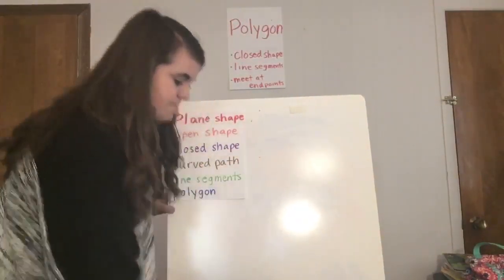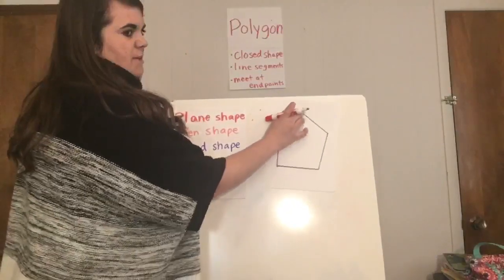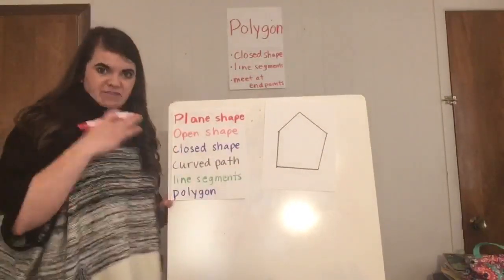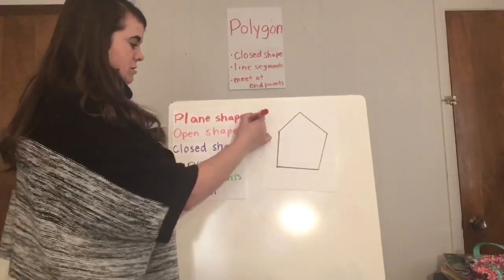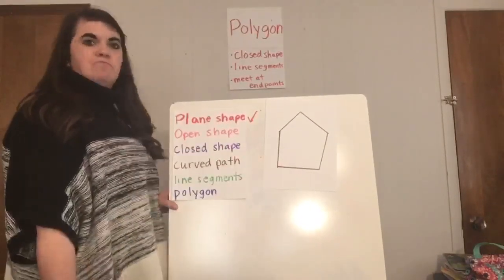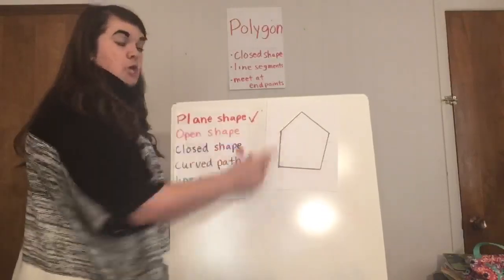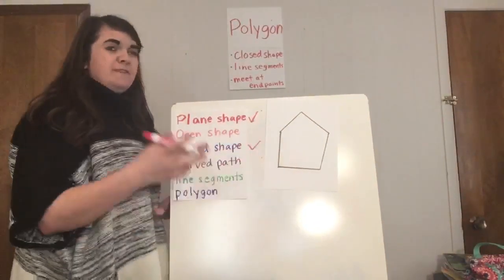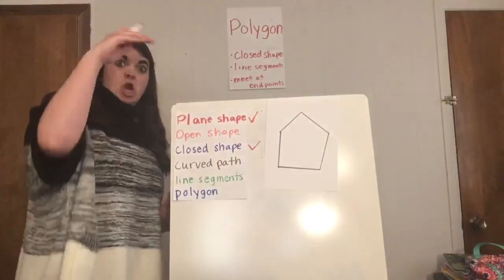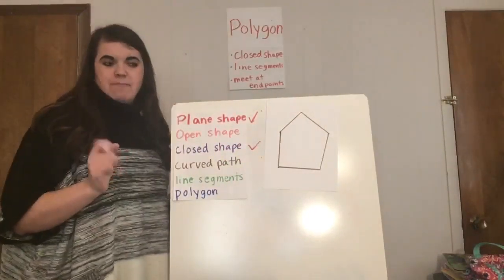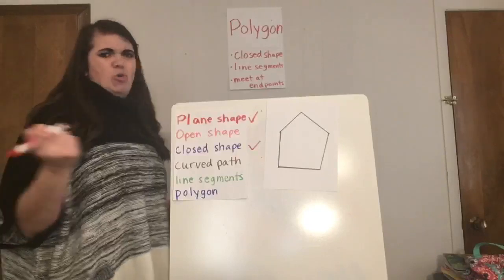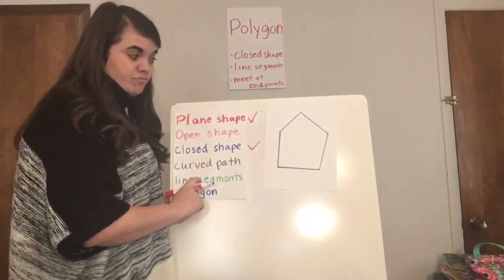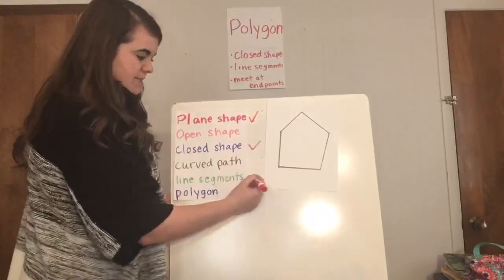Okay, mine looks just a little bit different than the book, but it's the same concept. Okay, plane shape. Is it flat? You betcha. Is it an open shape? Nope. Is it a closed shape? Yes. Curved paths. So like, are there curves in this shape? No, there's not curves. Are there line segments? Yeah, they're all line segments.